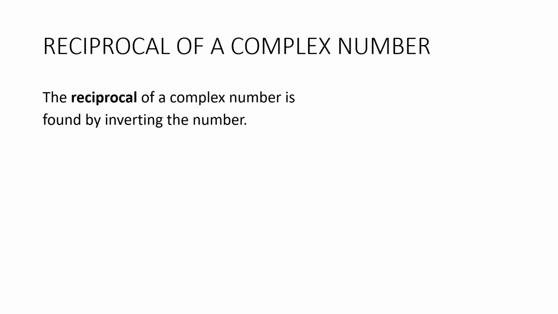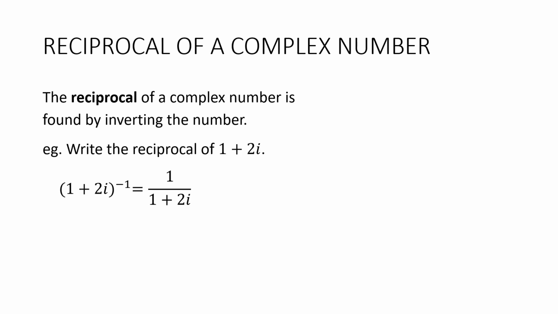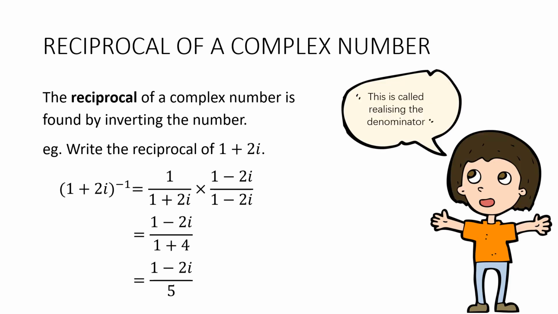Let's move on. The reciprocal of a complex number is found by inverting the number. So if we want to write the reciprocal of 1 plus 2i, then it is 1 over 1 plus 2i. But we tend not to leave a complex number on the denominator. So we're going to multiply top and bottom by the conjugate of that denominator. On the top we get 1 minus 2i. On the bottom we get 1 plus 4, which is 5. This process is called realizing the denominator.